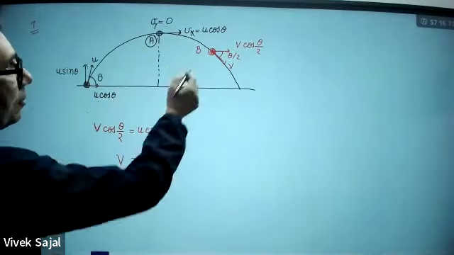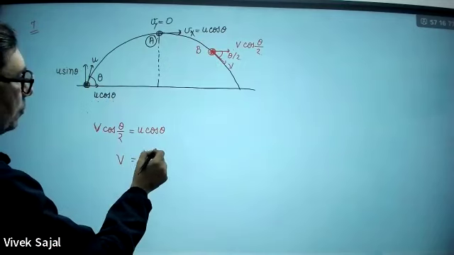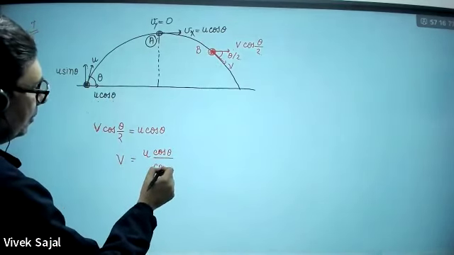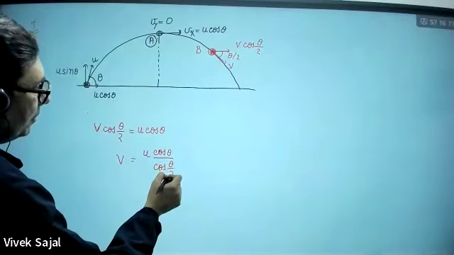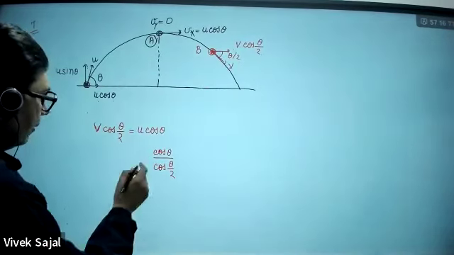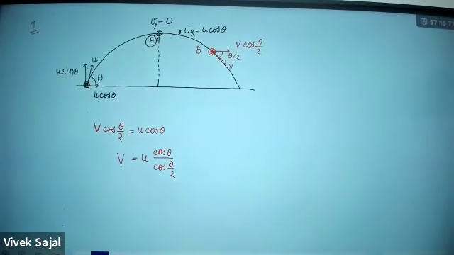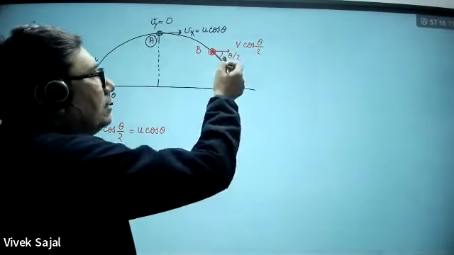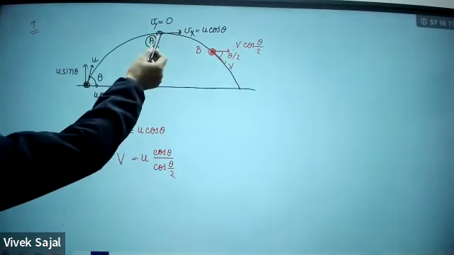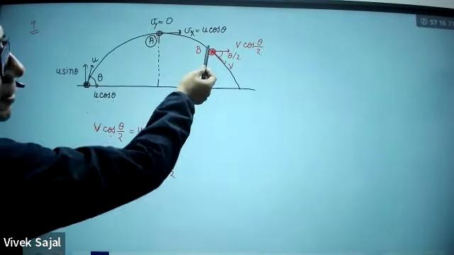So what is V? V, velocity of the projectile at point B, will be U cos theta divided by cos theta by 2. This will be the velocity. So this is U here and this will be V. So first I find out the velocity at this point during this projectile motion. Now you want to find out the work done by the gravitational force, from here to here.